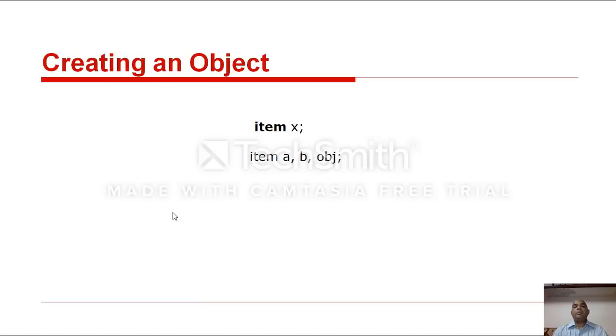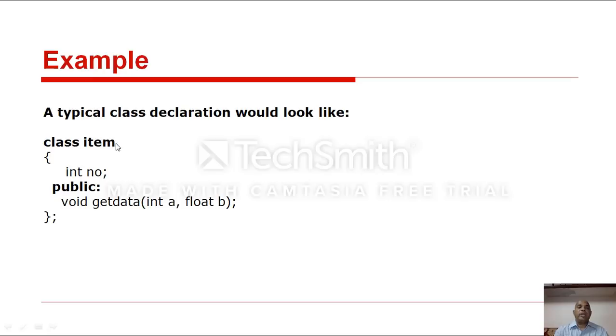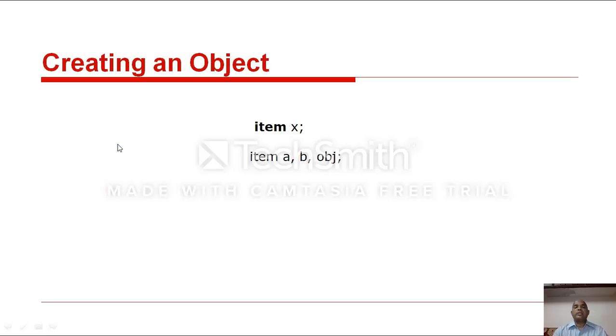Then how to create an object. Here item is the class name, then item x, item a comma b comma obj. These are all the objects of the item class. This is a single object declaration, and these are the multiple object declarations. Item is a class name, similar to integer a comma b comma obj. Then these are all the class objects.